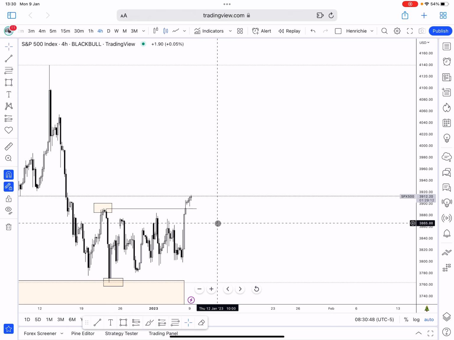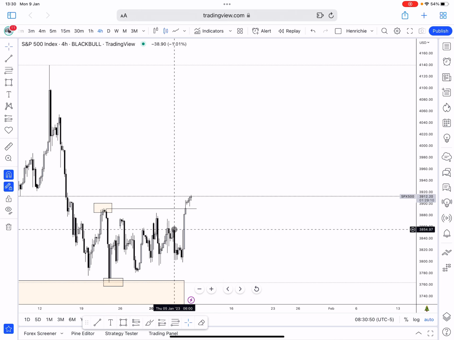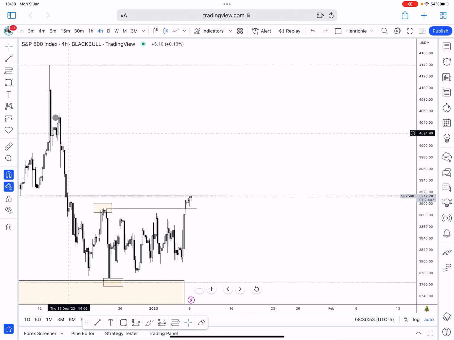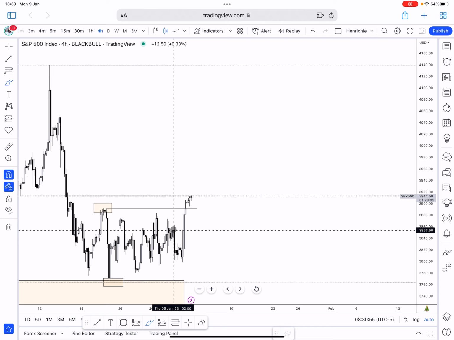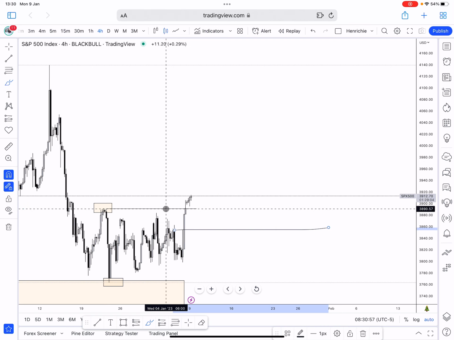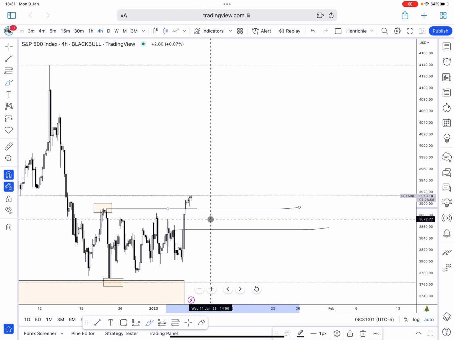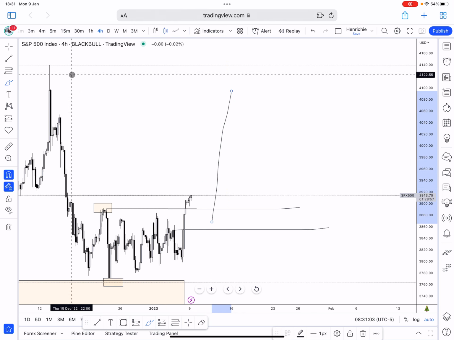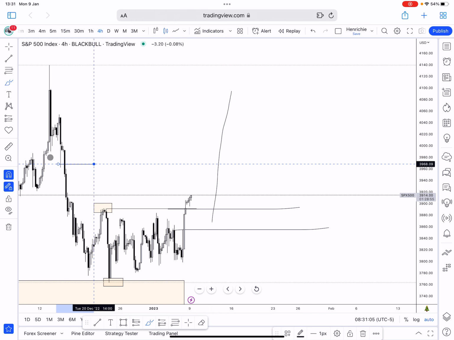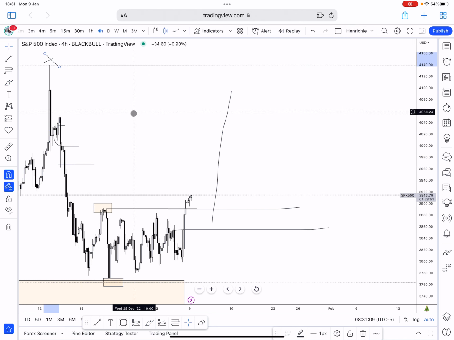A retracement into here. I want to see a retracement into this position. And once I see that, I'm going to long this for price to fill these imbalances. I'm going to take this high and continue to the upside.